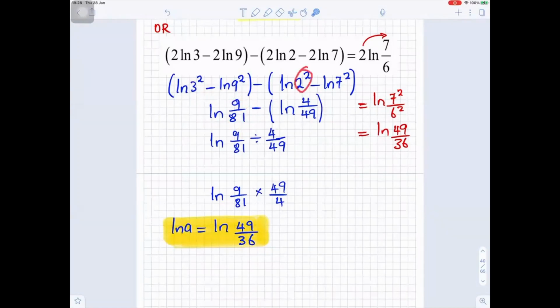And 2 squared is 4, 7 squared is 49. When you subtract them, you divide. So it's ln 4 divided by 49. And when you subtract here, you also divide. So it's ln 9 over 81 divided by 4 over 49, which you change to a times, and you'll get the same answer. So I think this second method is easier to simplify. So you can use it instead.